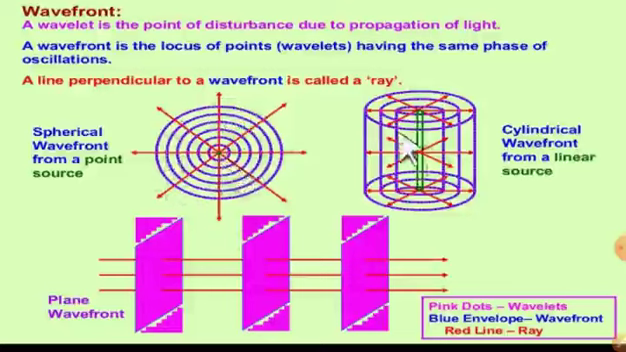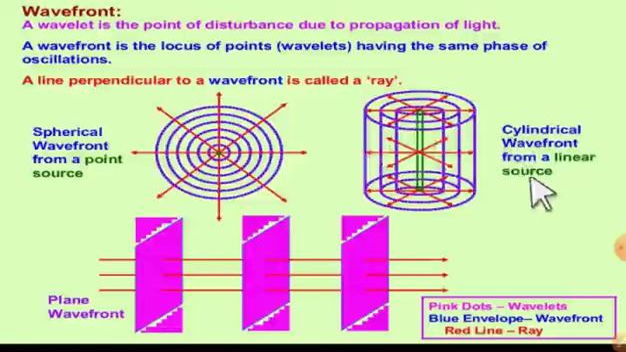Now let's see the cylindrical wavefront. In the case of the spherical wavefront, the source was spherical in shape, or you can say a point source. But in the case of the cylindrical wavefront like this, the blue ones are the cylindrical wavefronts. Here I have drawn three cylindrical wavefronts: one here, another here, and the last one, the outermost cylinder, is also a cylindrical wavefront.